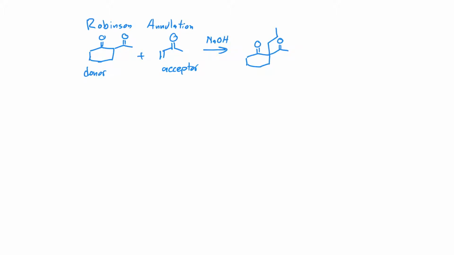So I need to have 1, 2, 3 for my carbonyl, and then the methyl. So I'm adding 4 carbons, and I've had 1, 2, 3 carbons already, so I need to add 1 more and make sure that the carbonyl is right there. So that's the first intermediate.